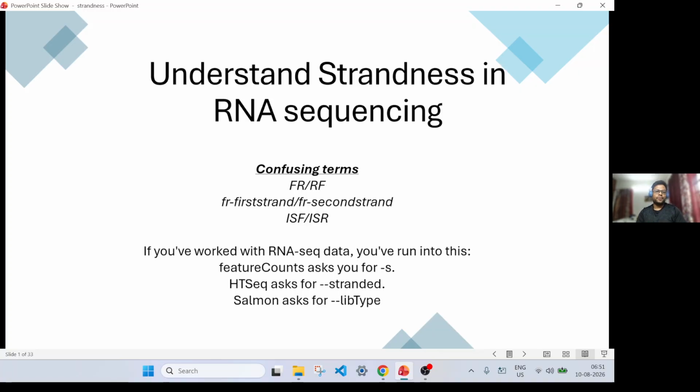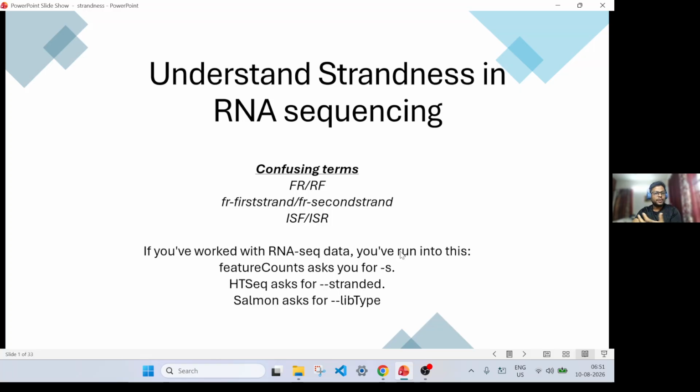So in this video, we will understand a concept in the RNA sequencing world that's called Strandedness. You might have encountered some confusing terms like FR, RF, the strandedness, the library type like fr-firststrand, or second strand, or ISF, ISR. These terms are confusing because when I started, it was confusing to me as well.